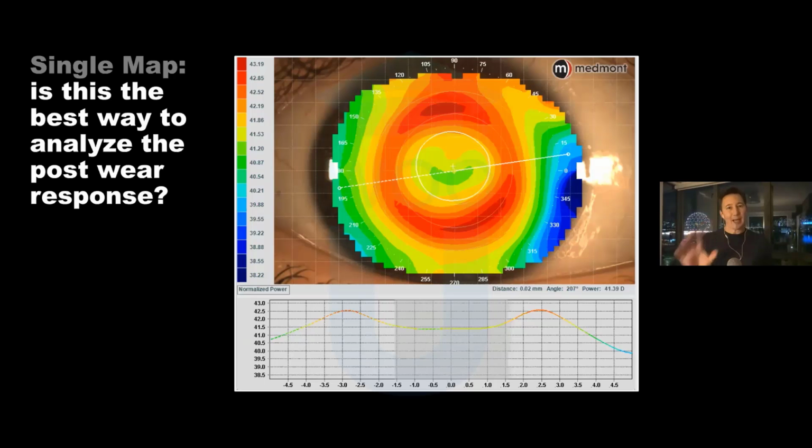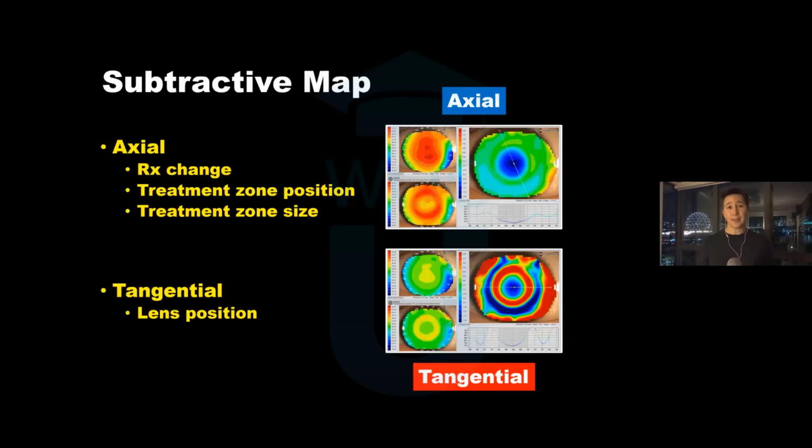Now, when you take your map, is one topography good enough? Is this all we need to assess the outcome of Ortho-K? And hopefully you agree the answer is no. It's not just this one map that we need. A single topography post-treatment tells you what the cornea is now, but it doesn't tell you how the cornea has changed. We need a function called the subtractive or difference map to tell us that.